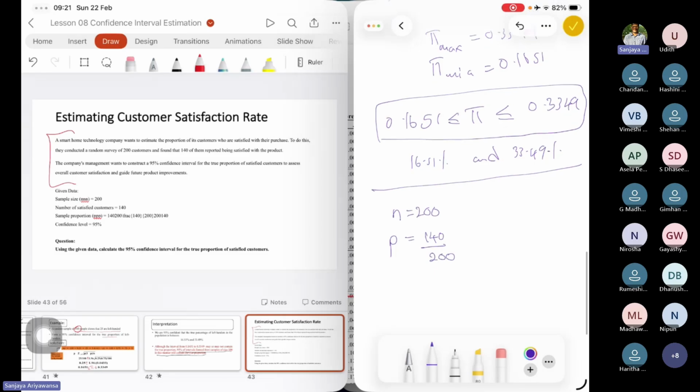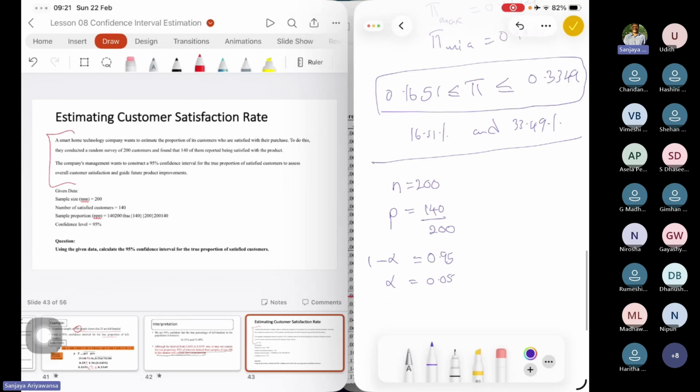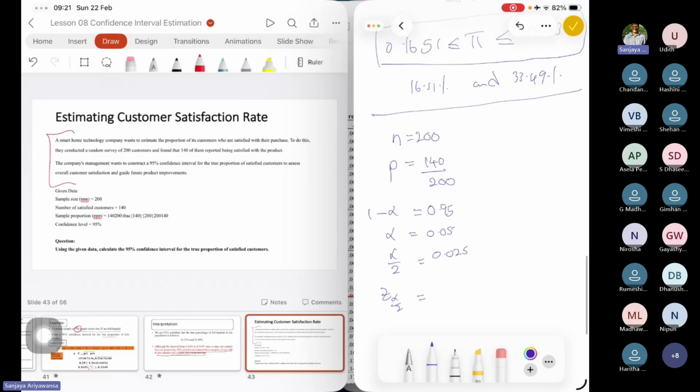The company management wants to construct a 95% confidence interval. So 1 minus alpha is 0.95, therefore alpha is 0.05, therefore alpha divided by 2 is 0.025. Hence, I don't need to look at the table again. This is plus or minus 1.96, the Z value. Okay, 95% interval for the true proportion of satisfied customers. That's why I take P defined as the proportion of satisfied customers, because it's asking me for the proportion of satisfied customers.